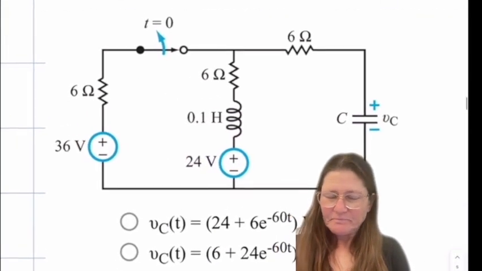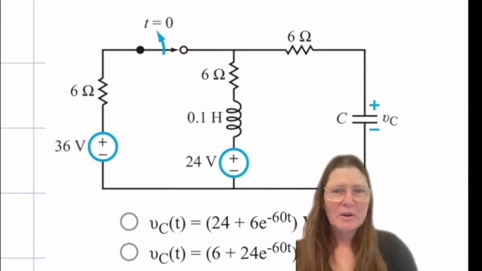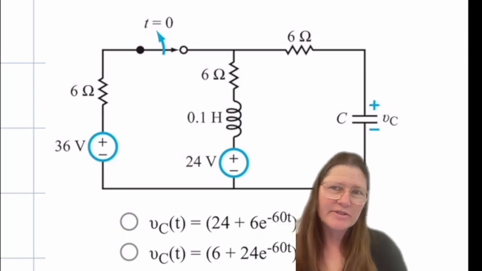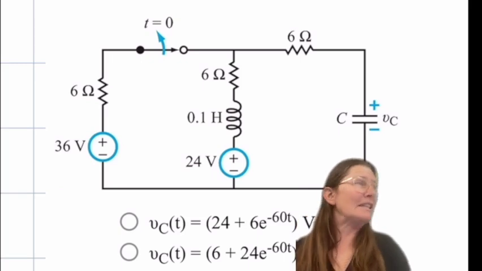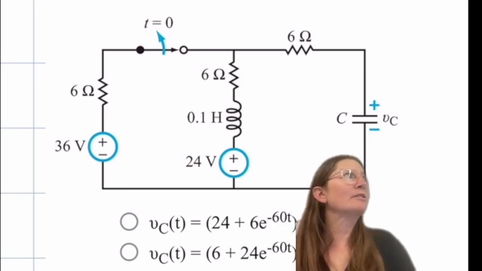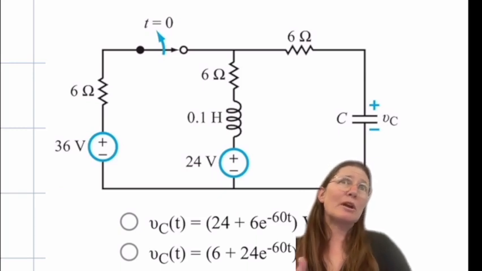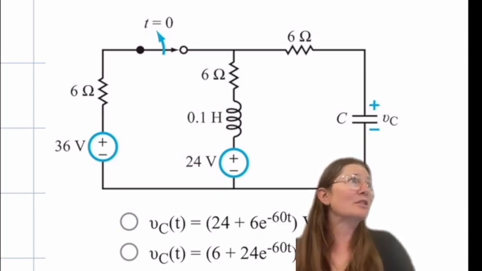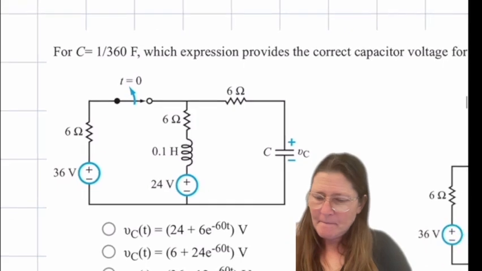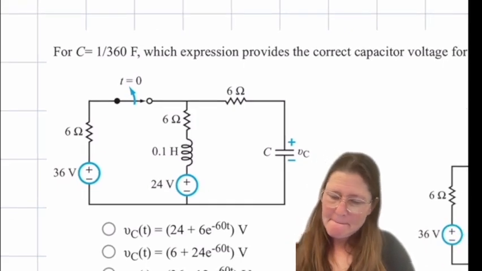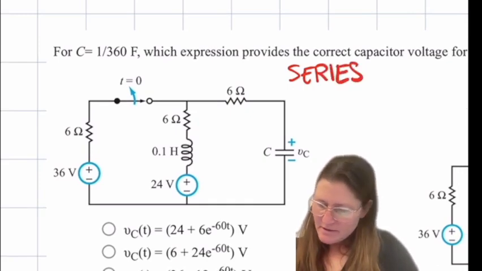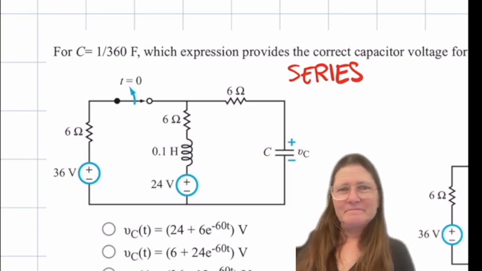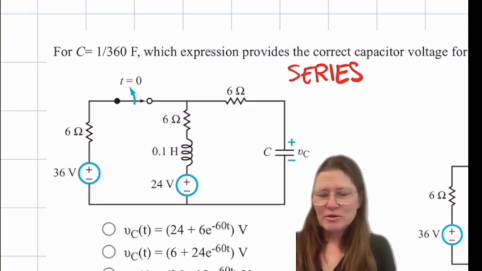Okay. So looking at this, we want to find the expression for VC of t. And so with that, we need to know, is this series or parallel if you want to go that route first. So what would this circuit be? It'd be series, correct? Okay, so then how would you solve this?